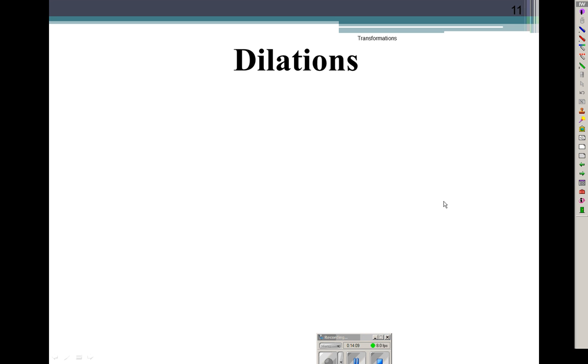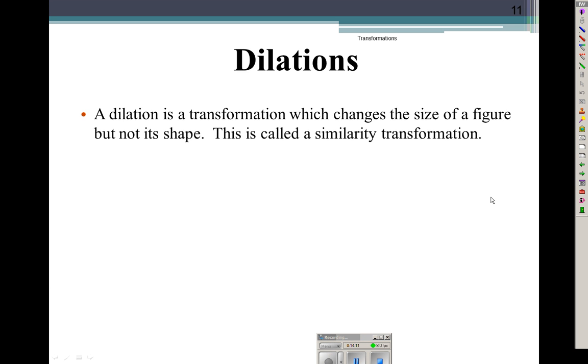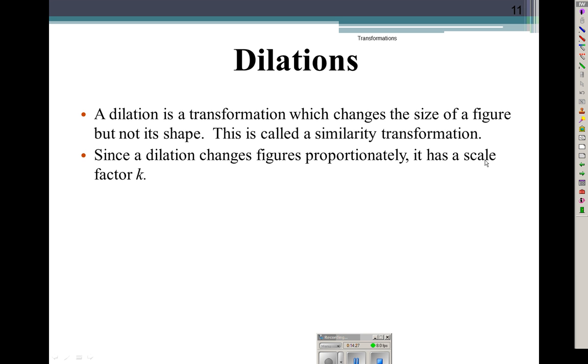Dilations occur which change the size of a figure, but not its shape. A dilation can either get larger or smaller, and it's a similarity transformation. The shape doesn't change, but the size does. Since a dilation changes figures proportionately, it has a scale factor k.